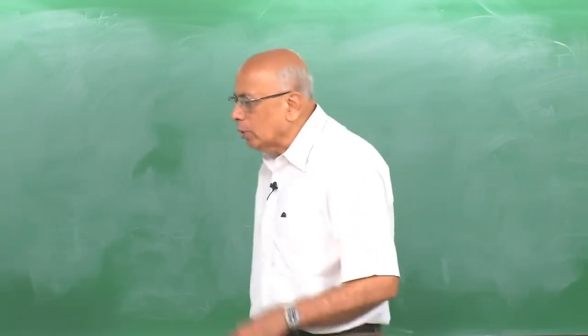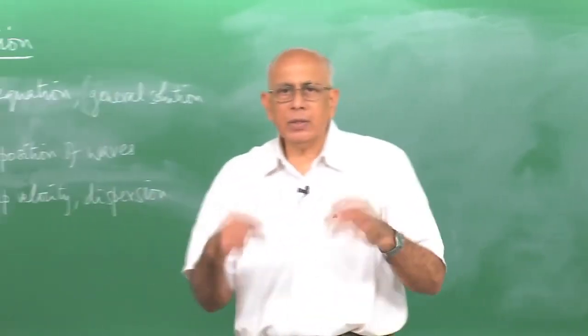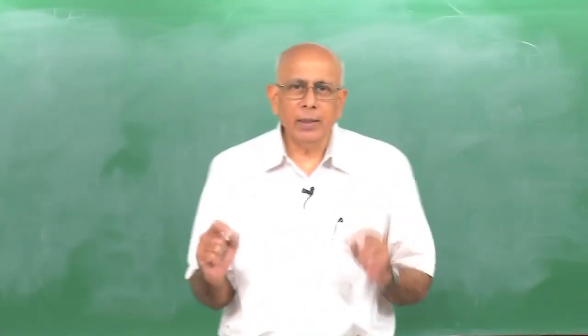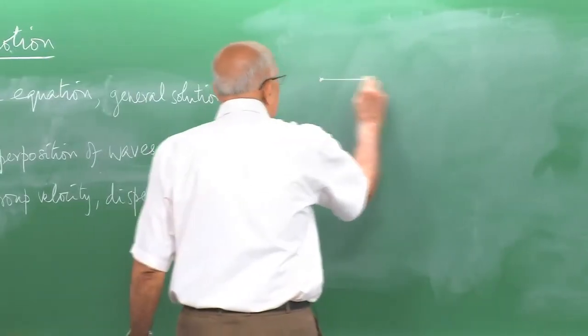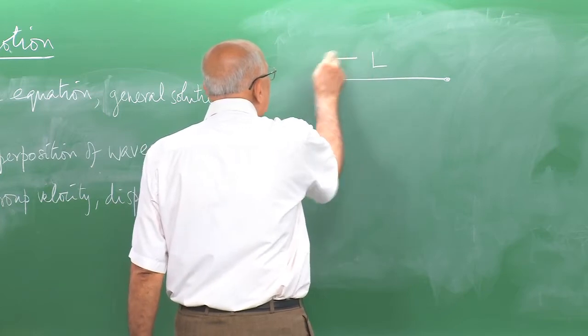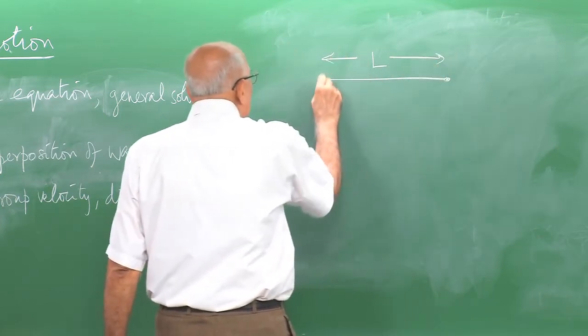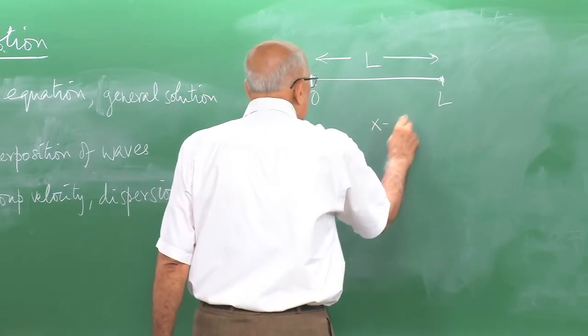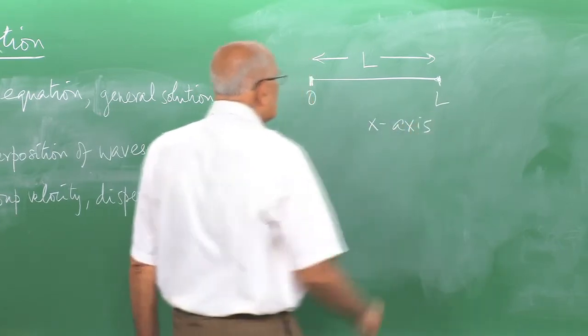Right, we had come to the stage where we were talking about transverse waves on a string, and I pointed out the boundary condition that the two ends of the string are clamped. So, here is a string of length L, which is clamped at this end and this end. Here is 0, here is L, that is the x axis to start with.